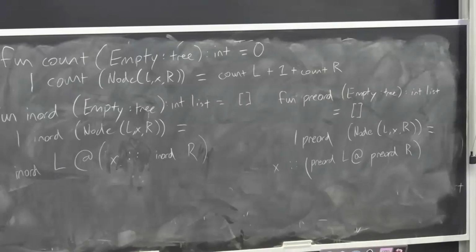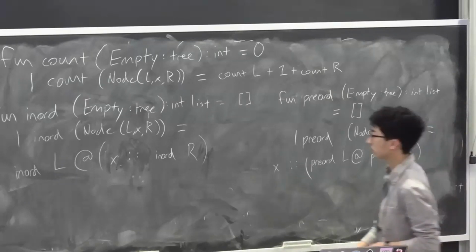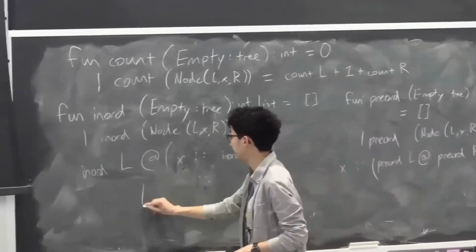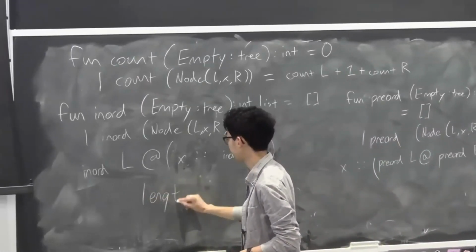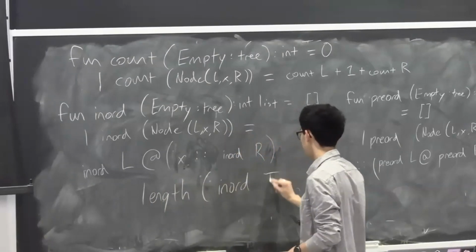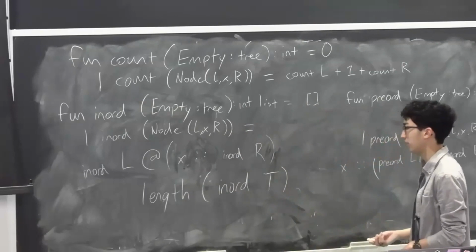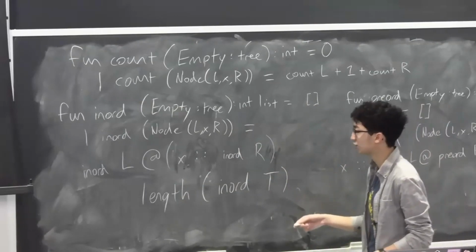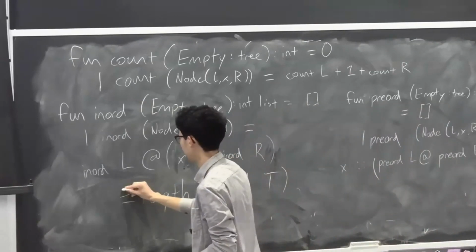And now, if I have inord, I could do something like this. Instead of using count, I can say length of inord of t for some tree t. And I'm going to tell you that this should be essentially equivalent. I'm going to run out of room here a little bit.